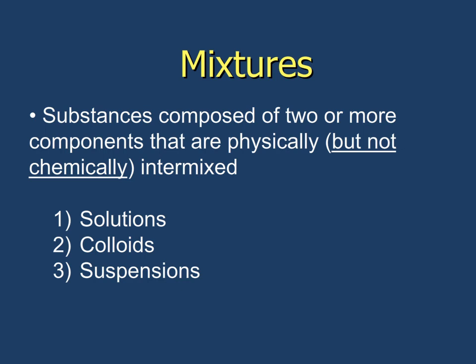In mixtures, we have elements that are intermixed with one another, or compounds that are intermixed with one another. But the point here is that these substances are physically intermixed, they're not chemically bonded. And so they're easier to separate apart than, let's say, a compound would be. So there's three different types of basic mixtures, and these include solutions, colloids, and suspensions.